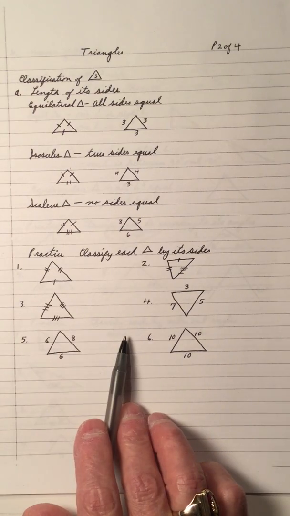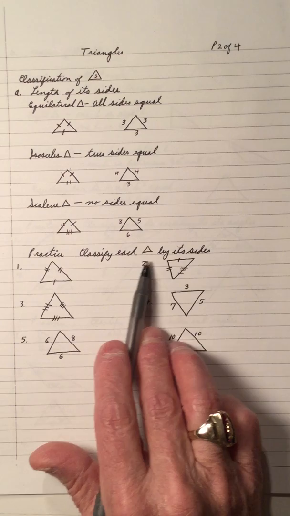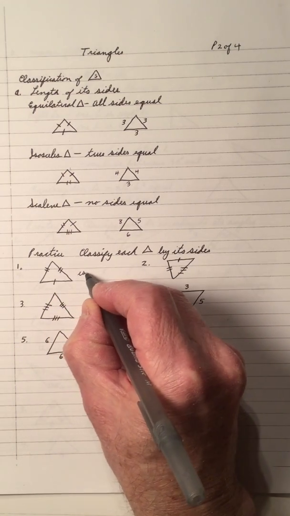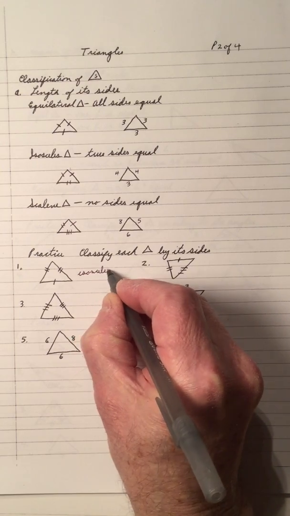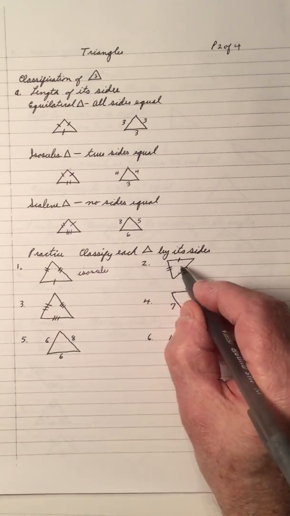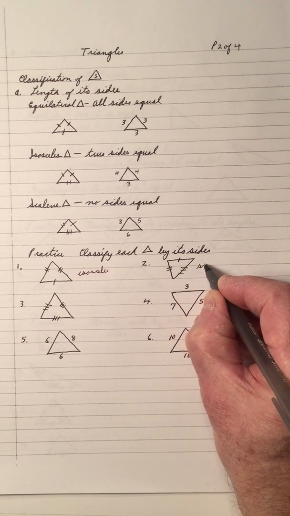Practice. Pause the video, work these out to see if you're right. Classify each triangle by its sides. Note, two sides equal. Isosceles. Two sides. That one equals that one. That's not equal. And 3 strokes, 2 strokes, 1 stroke, no sides equal. Scalene.